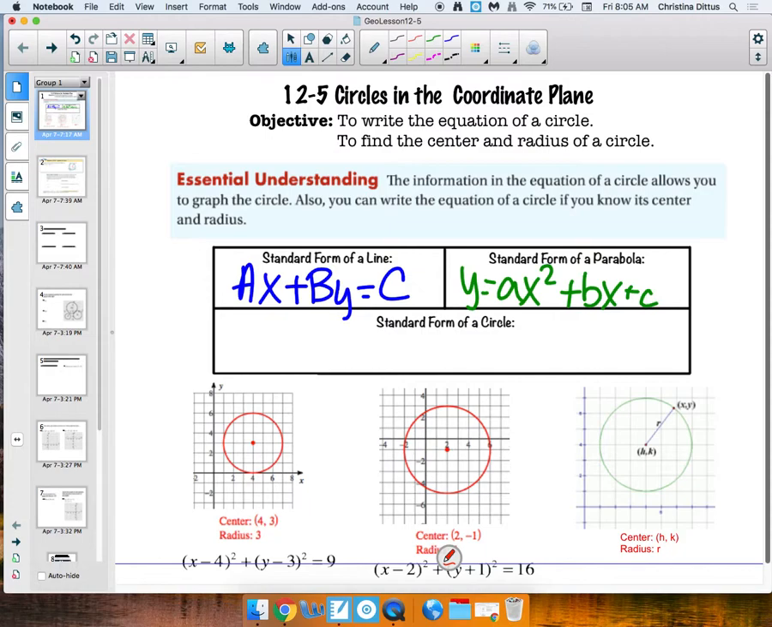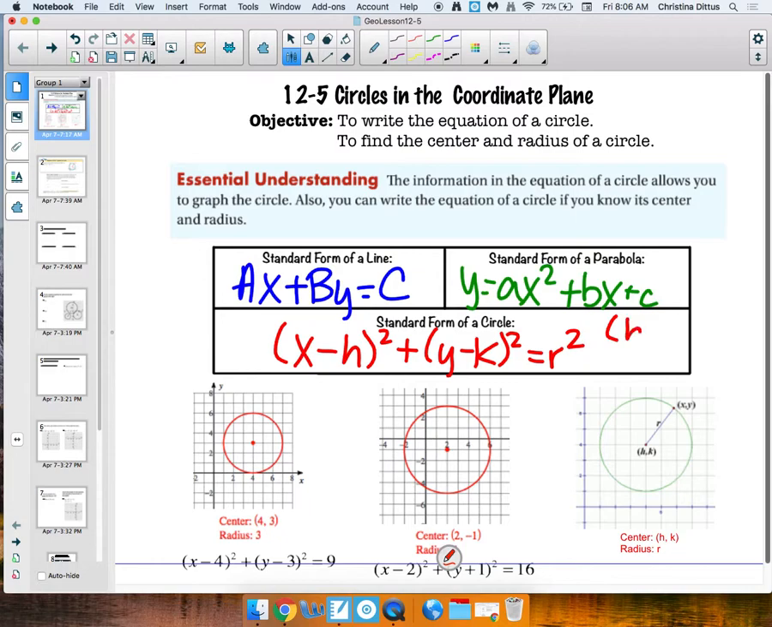The one we care about today is our standard form of a circle: x minus h squared plus y minus k squared equals r squared. That's what we are going to work with all day today. I was just going to explain that, believe it or not.